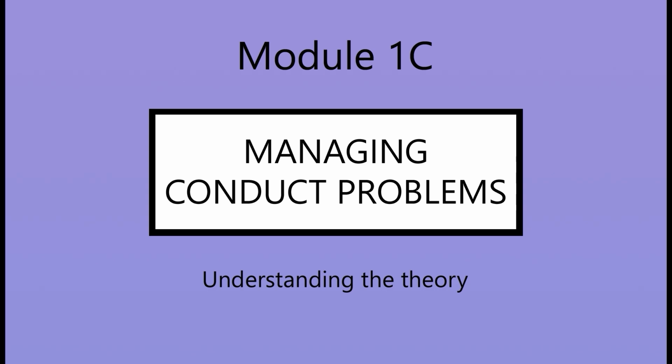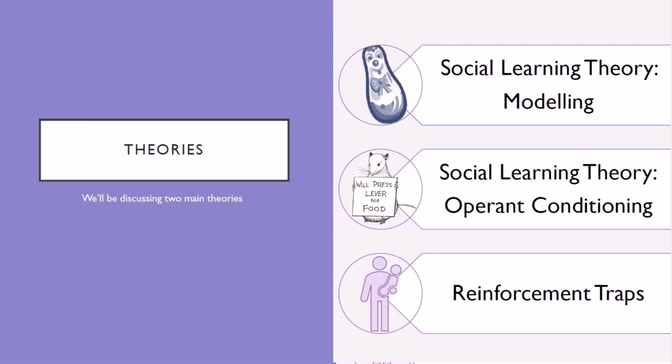Because we're going to be talking about a couple of theories, and this will feel quite dry, I apologize for that in advance, but hopefully we'll bring it to life a little bit with examples. So we'll be talking about a couple of theories today. Social learning theory, where we're just briefly going to talk about modeling or vicarious learning. Then we're going to talk about operant conditioning.